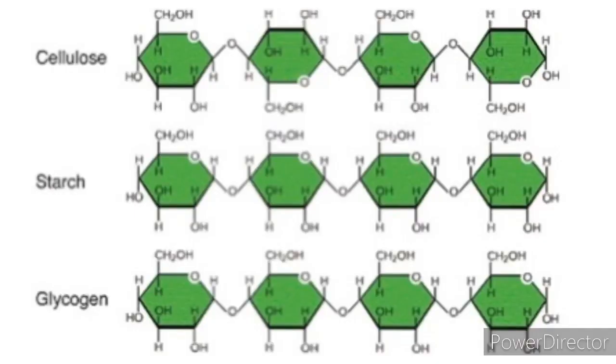The last classification of carbohydrates is polysaccharides. Polysaccharides are complex carbohydrates and function as storage for monosaccharides. Polysaccharides are formed by bonding hundreds to thousands of monosaccharides. For example, cellulose, starch, and glycogen. Next to discuss is proteins.